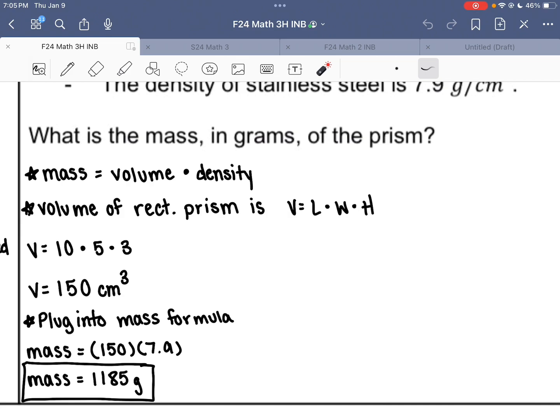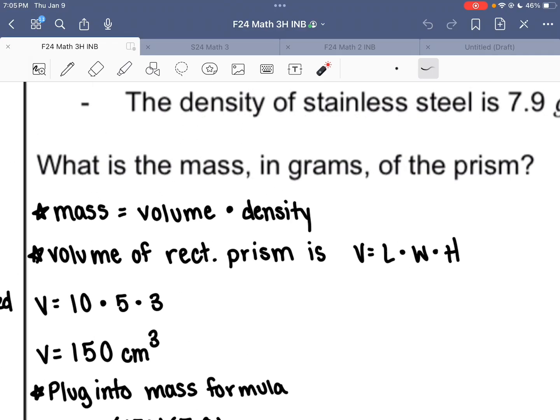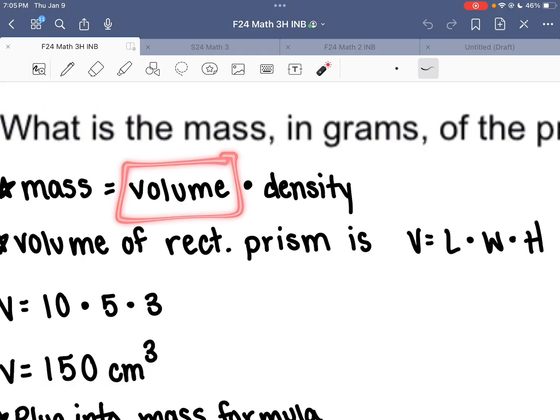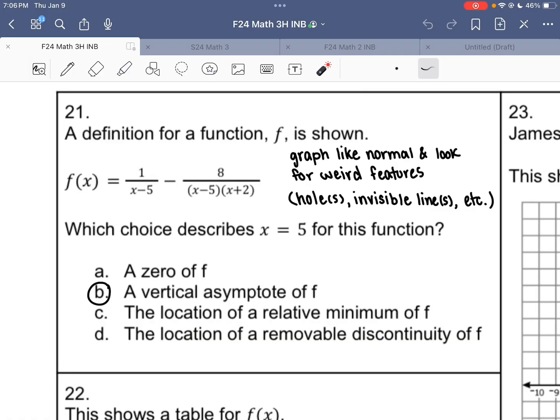Mass is just weight. So it's the volume, so essentially how much water it can hold, times the density, which is the weight of each cubic centimeter. So all you're doing is taking the volume and multiplying it by how much each of those cubic centimeters weigh. So you've got 150 for the volume times 7.9 for the density, and your mass is 1,185 grams.